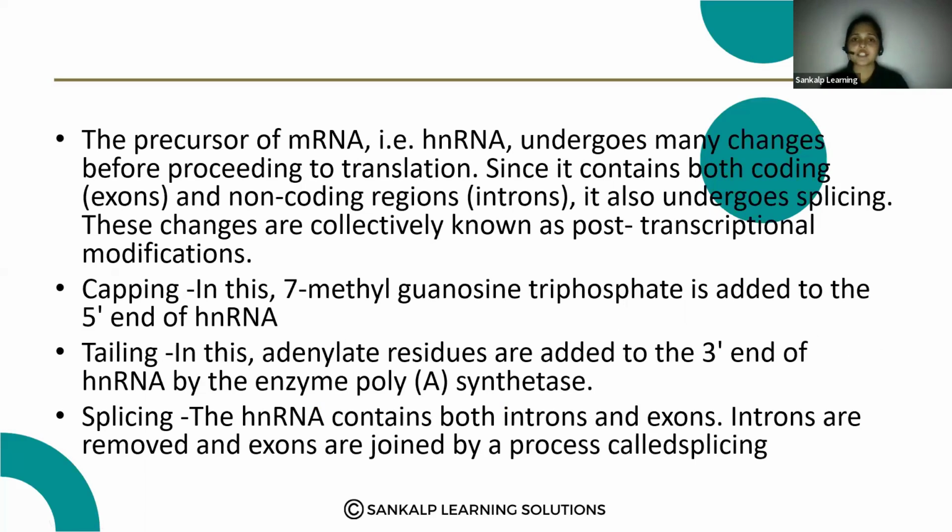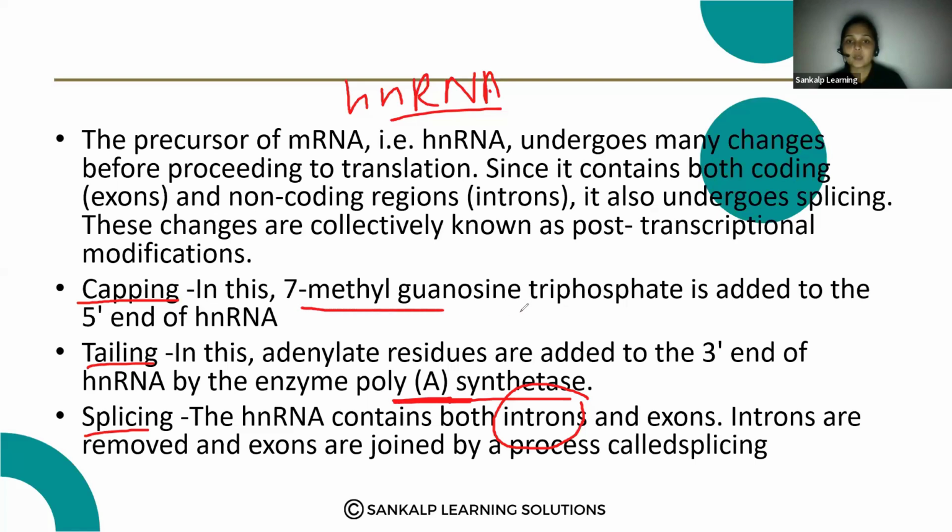After termination, the produced RNA is called hnRNA, and this RNA undergoes some processes called post-transcriptional processing: capping, tailing and splicing. In splicing, they remove the introns and the exons are joined. Next, tailing: poly A tail is added at the 3' end by poly A polymerase, and 7-methyl guanosine triphosphate is added at the 5' end. So that forms the complete mRNA.